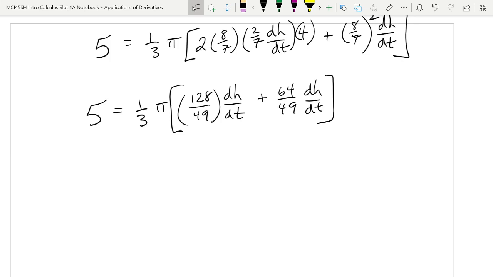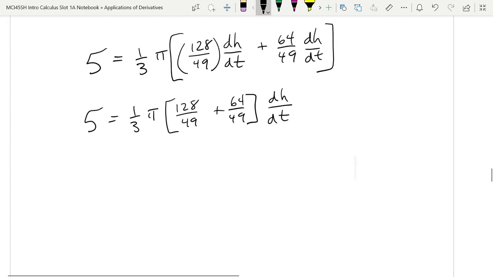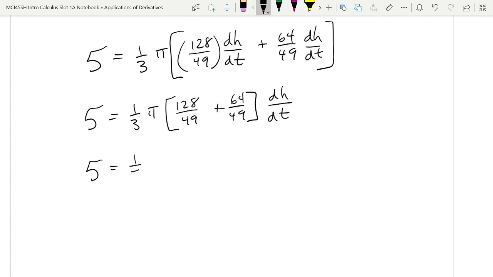Okay, I think I'll factor out the dh by dt, leaving behind 128/49 plus 64/49. And let's do the arithmetic carefully. I've been making all kinds of little goof-ups this morning. What is 128 plus 64? That's 192. Somebody double check my mental math. It's been that kind of morning. 192 over 49, I think, is right, times dh by dt.